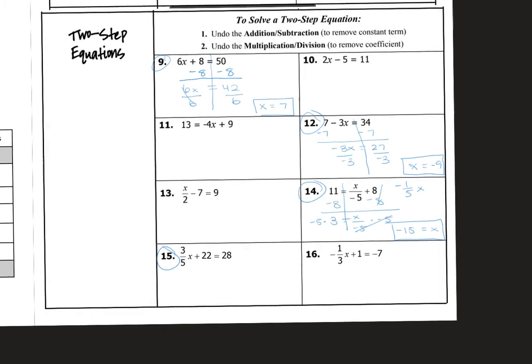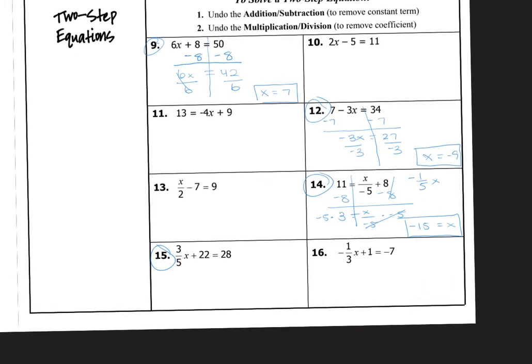So it says 3 over 5x plus 22 is equal to 28. Again, I'm going to subtract 22 from both sides because I want to get rid of my addition or subtraction first. My 22's cancel, so I'm left with 3 over 5x is equal to 6 because 28 minus 22 is 6. I'm going to again multiply by the reciprocal like we did previously. My fractions are going to cancel. And I get that x is equal to, so I have 6 times 5, which is 30. 30 divided by 3 gives me 10.